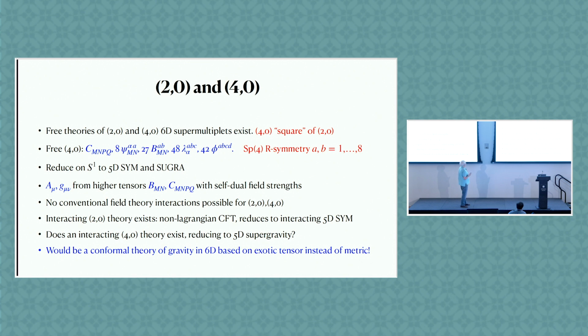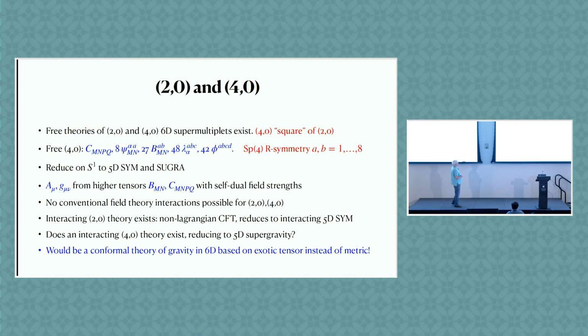There are free theories in 6 dimensions with 2,0 and 4,0 supersymmetry, and the 4,0 multiplet is, in a precise sense, a square of the 2,0 one. So in a sense, it's a double copy. You can understand the free multiplets precisely that way. The free 4,0 multiplet looks a lot like a supergravity multiplet, but with extra space-time indices.